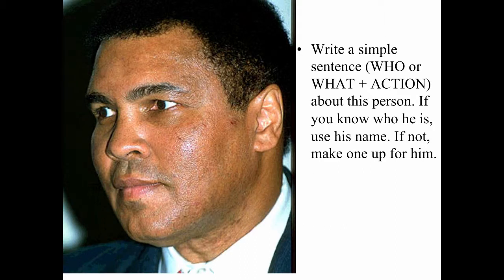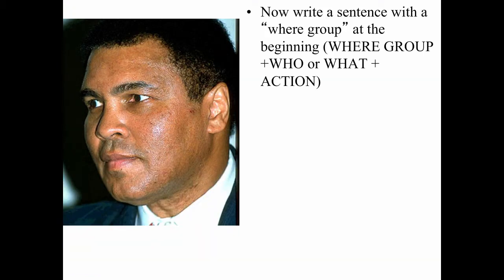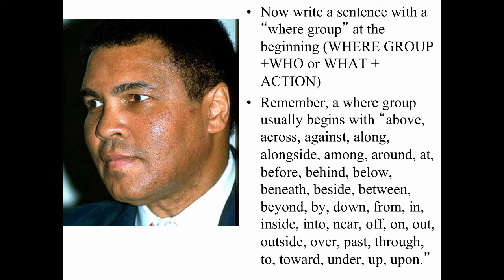All right, write another boring sentence about this person. If you know who he is, write about him. If not, you can make up a name. So write a boring sentence with just a who or a what plus an action. Now let's add a where group. And remember, the where group starts with one of these magic words. They should be in your notes by now. And it's followed with a comma.